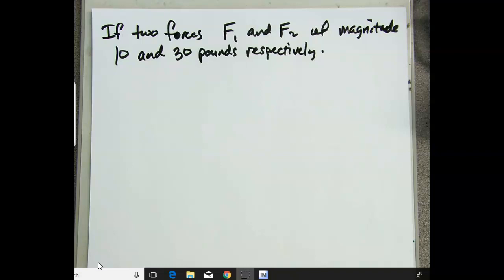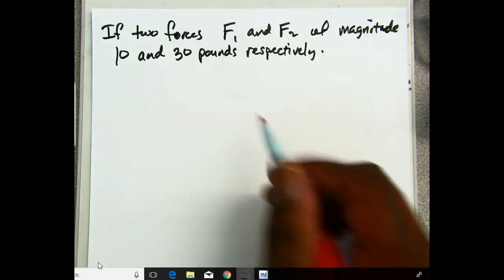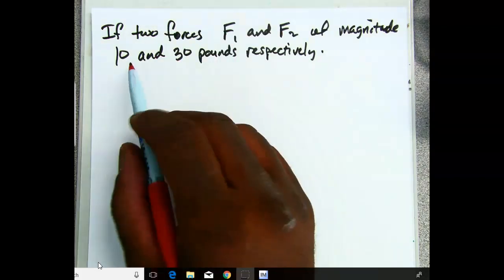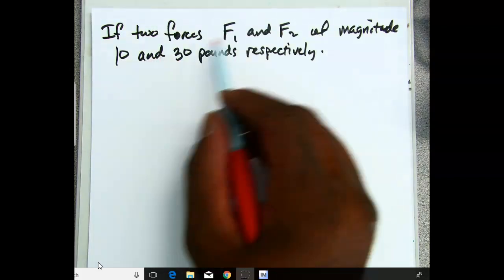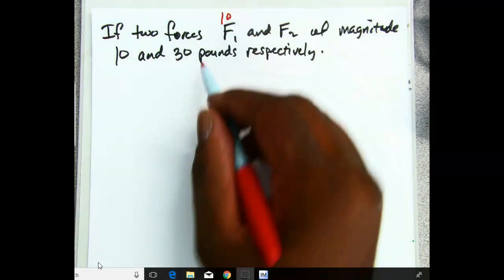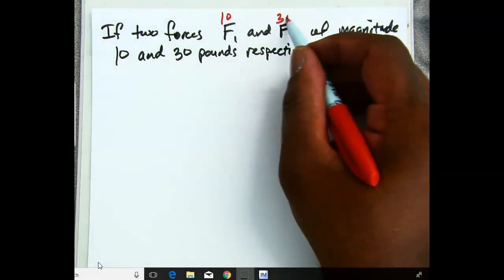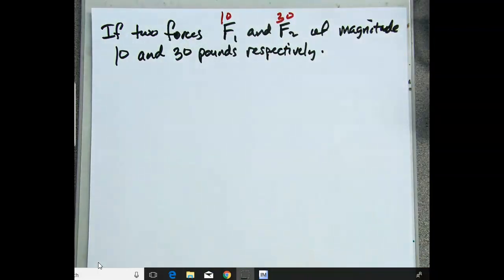Okay, so I'm writing this how you would see this probably written out on some sort of test. It would have been easier for me to just say F1 is 10 and F2 is 30, but you would see it probably written like this. So it's really key that we equate that F1 is the one that's 10 pounds and F2 is the one that's 30 pounds. So that's the magnitude of those forces.